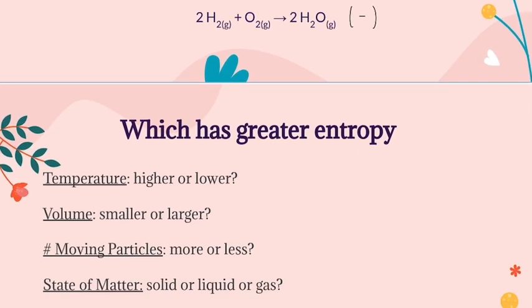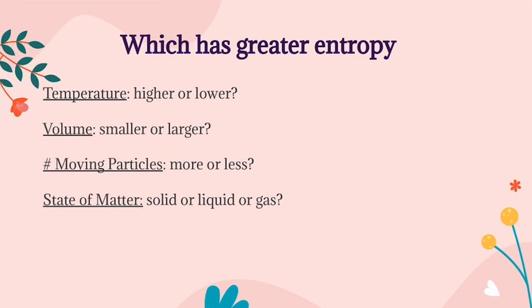So, last slide on the theory: which has greater entropy? Based on this, which one has greater randomness? Those words are easily interchangeable. In this case, we know temperature, the more kinetic energy you have, the more random you're going to be. So a higher temperature is going to be more random because we're increasing our kinetic energy.